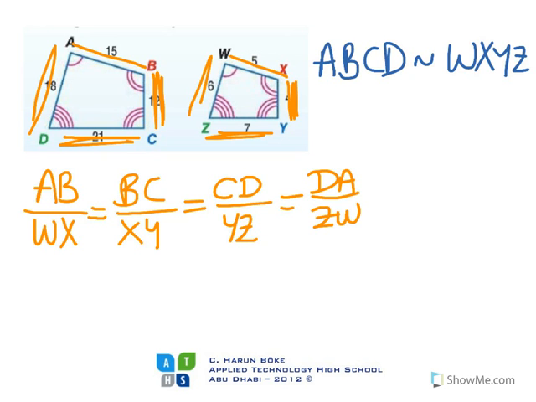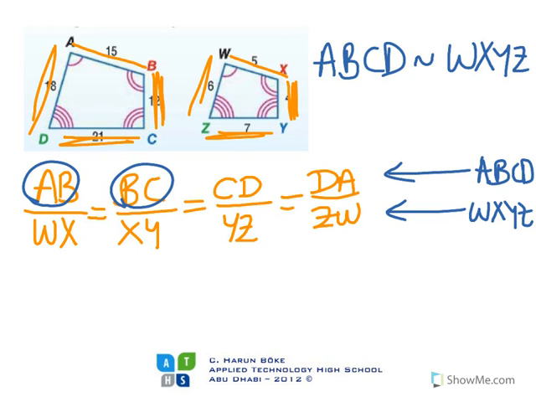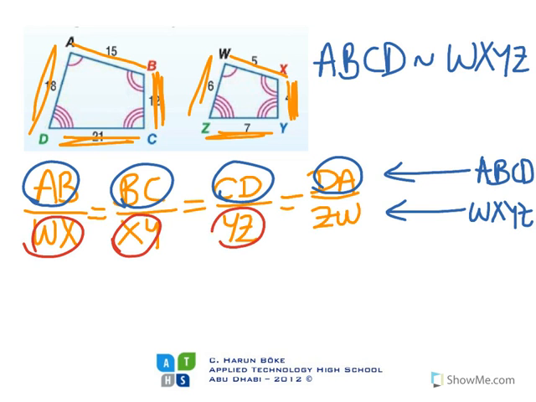Now, please notice that we write the sides of quadrilateral ABCD here, and the sides of the quadrilateral WXYZ at the bottom. This means if you start with the one quadrilateral, you keep it always at the top. If you start with the other quadrilateral or any other polygon at the bottom, you keep it down. You have to keep the order as it is.